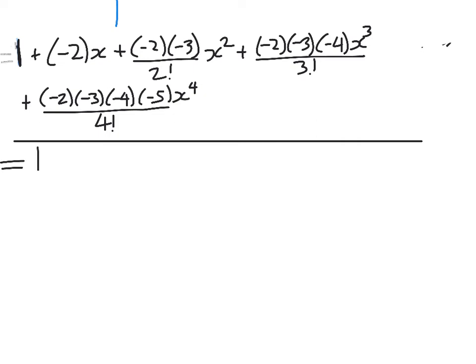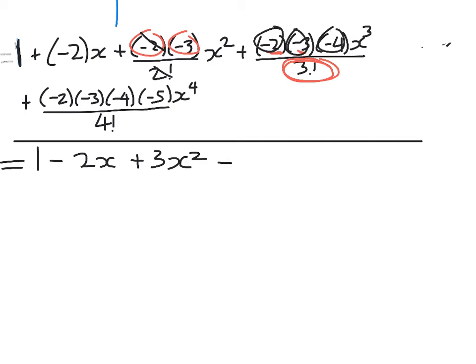Well, we're going to have 1 minus 2x. Right, checking your pattern with your negatives, you've got negative times a negative, so it's going to be a plus. And 2 over 2 factorial just leaves me with the 3, plus 3x squared. You might be starting to see a pattern, hopefully. Now, 3 factorial is 3 times 2. Up here, what have I got? 3 times 2. So it's going to be a negative, because I've got negative, negative, negative. So it's going to be minus 4x cubed.